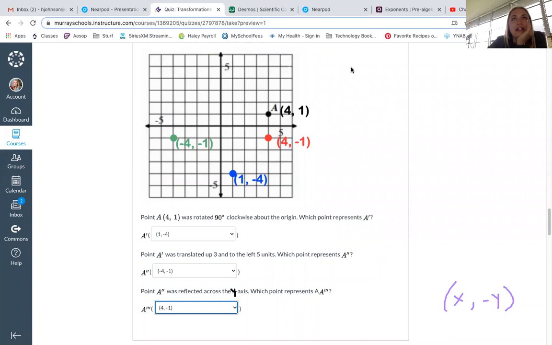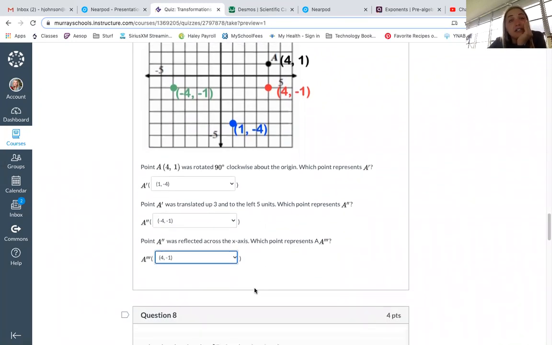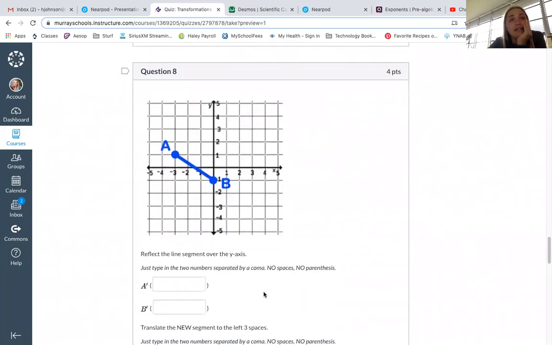Okay, let's go to the next problem. Don't worry, that's going to be fixed on yours. That is fixed on yours, it just wasn't on mine yet. Okay, let's look at this next one.